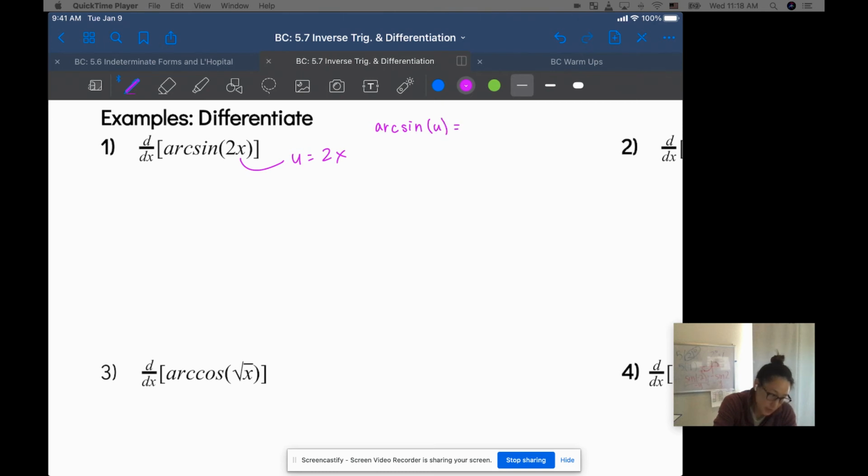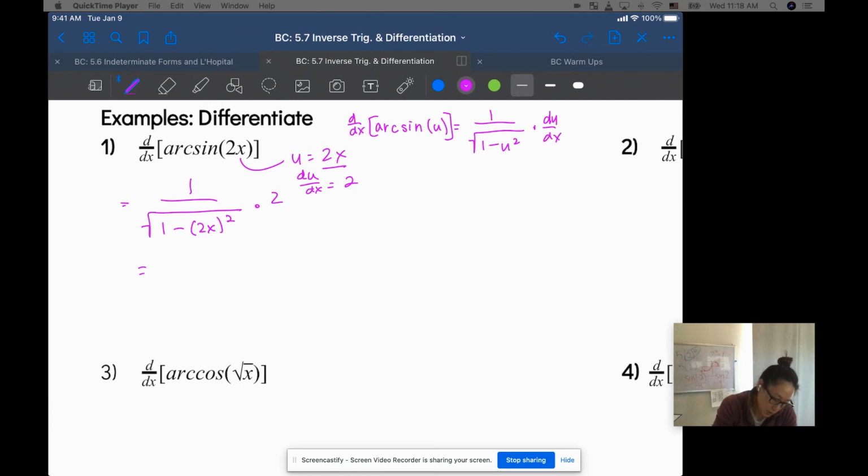So I remember from my rules that the derivative of arcsine of u is 1 over the square root of 1 minus u squared times du/dx. So my u is 2x, so I'm just going to substitute this in. 1 over the square root of 1 minus (2x) squared times the derivative du/dx, which is equal to 2. All right, so I get 2 over the square root of 1 minus 4x squared.